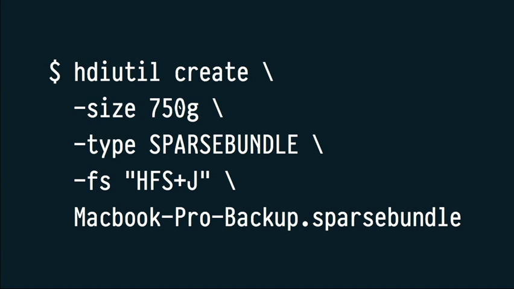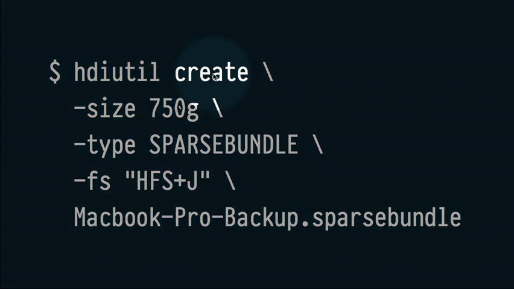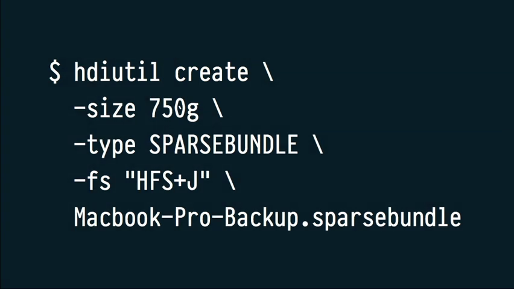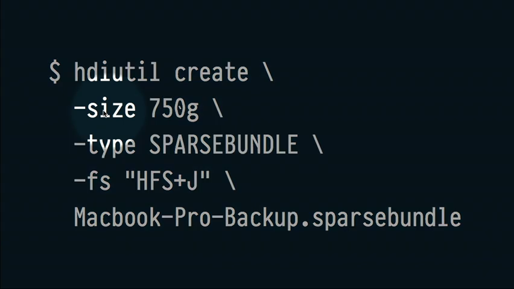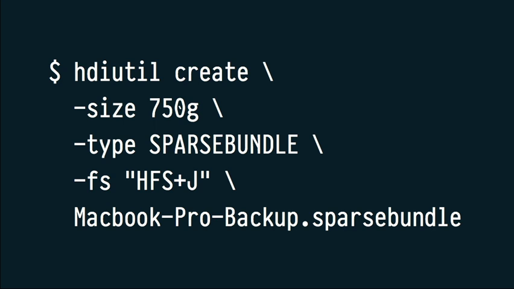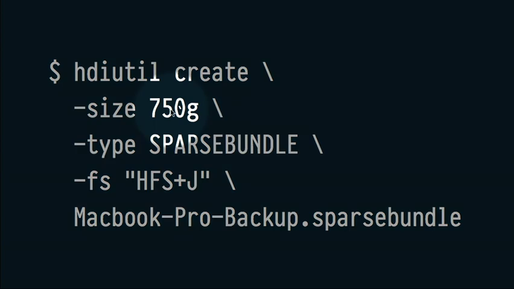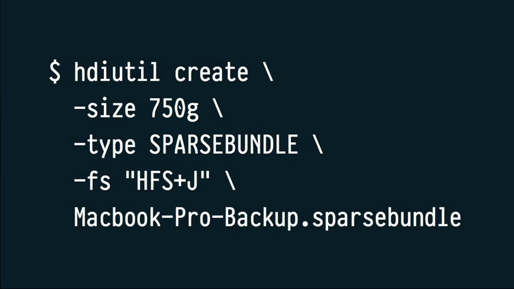We need to call HDIUtil with these arguments. The first verb is create, which tells HDIUtil that we are looking to create a new disk image. The next argument, size, specifies the total size of our sparse bundle. In this case, I'm specifying 750G, which stands for 750 GB.